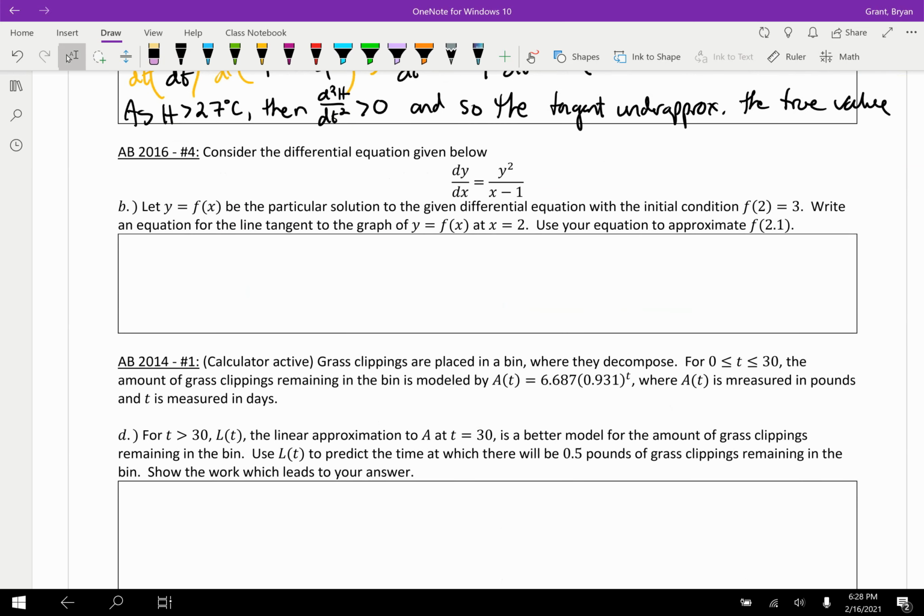Given the differential equation below, write an equation for the line tangent at x equals 2, and approximate from there. You guys can do this one. Just don't forget when you do the tangent line, you substitute 2 in for x and 3 in for y. You don't need me. You can check my answers.